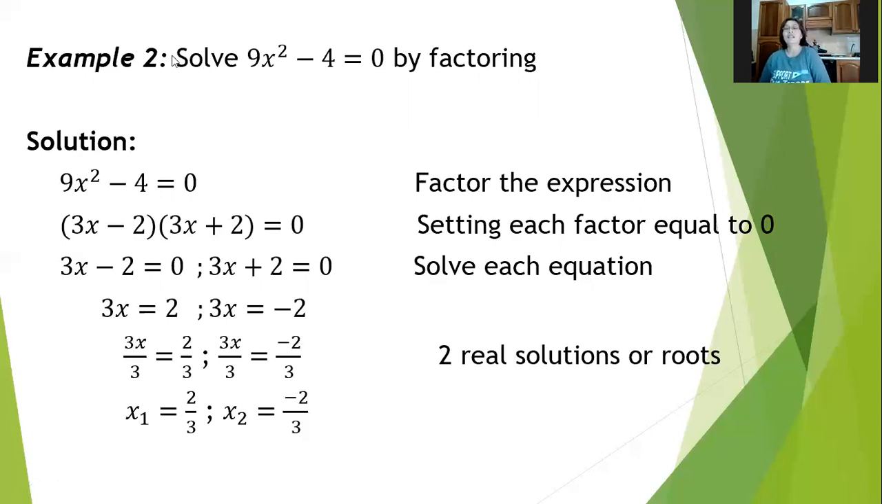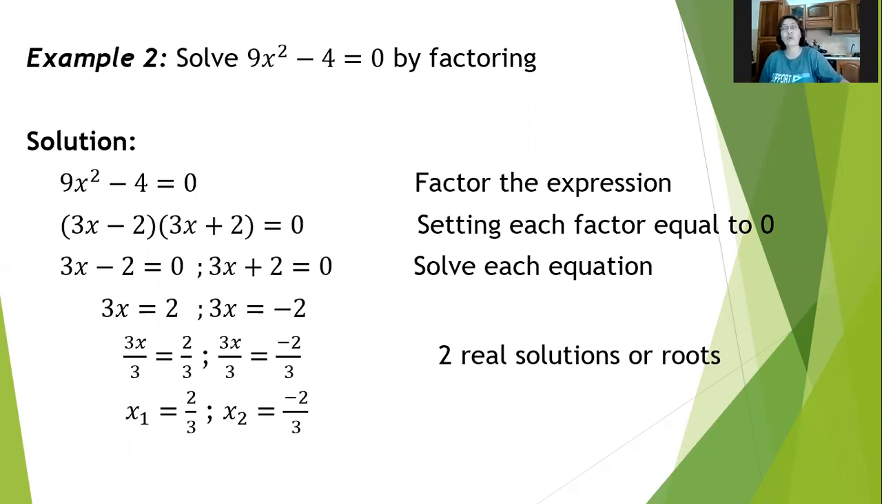Then, setting each factor equal to 0. Again, we have the quantity 3x minus 2 times the quantity 3x plus 2 is equal to 0. This is the sum and difference of two squares. Okay, setting each factor equal to 0. 3x minus 2 is equal to 0. 3x plus 2 is equal to 0. 3x is equal to 2. And the other one is 3x is equal to -2.